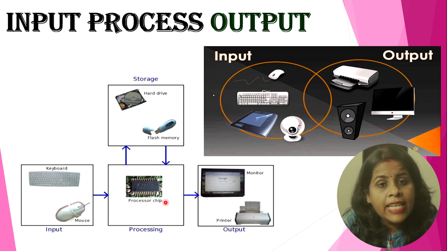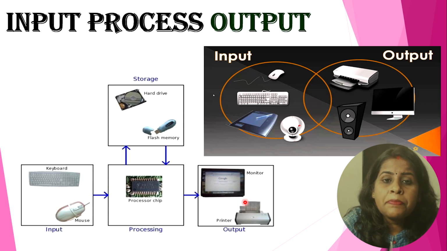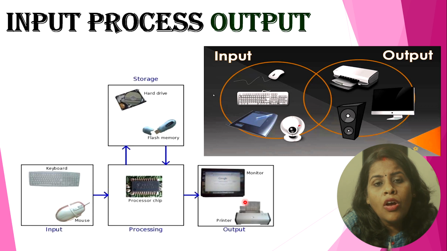And the processing takes place in the CPU. And then output devices. Output devices are printer, monitor, plotter, speaker, headphones. There are lots of things.